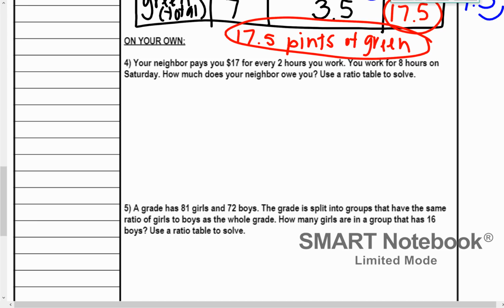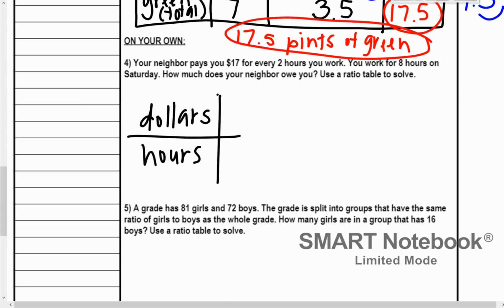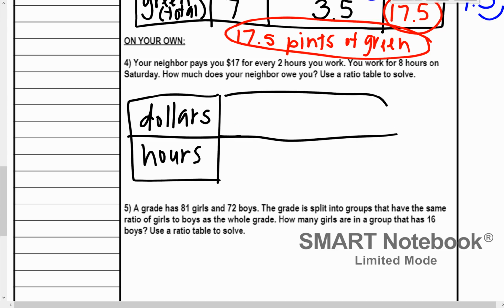Your neighbor pays you $17 for every 2 hours you work. You work 8 hours on Saturday. How much does your neighbor owe you? Use a ratio table to solve. So it looks like we have dollars. Oops, that's not the color I want, sorry. And hours are our 2 units. Okay. We get $17 for every 2 hours.